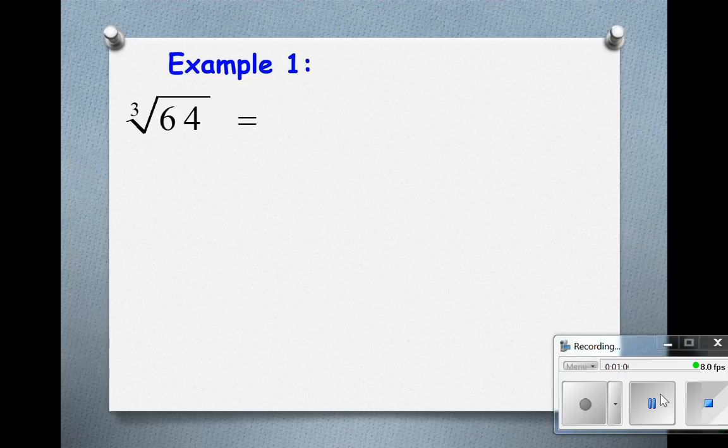Example 1, we have the cube root of 64. If you look at your table, the answer is 4, and it is because 4 to the third power equals 64.